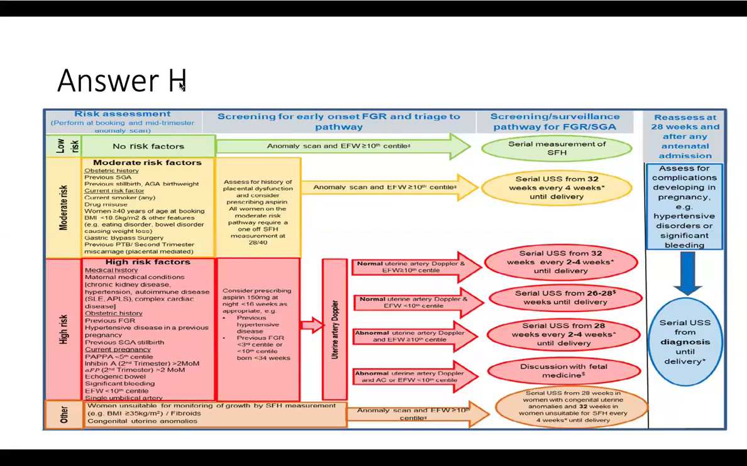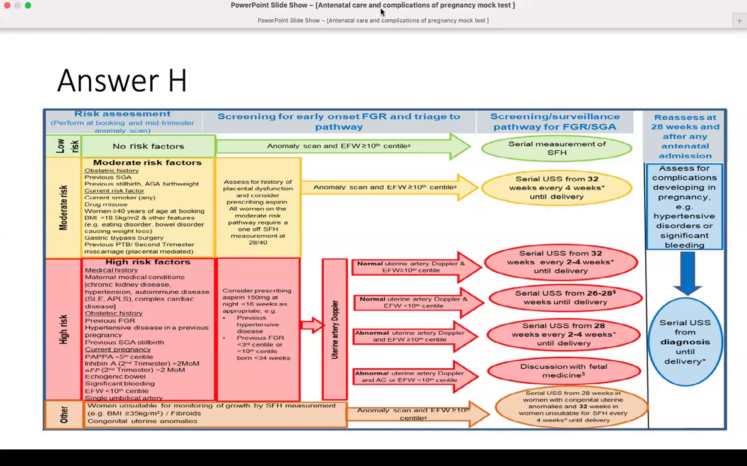Guys, don't look at the answer. I'm just searching for a page where the algorithm is, okay? This is the moderate risk group. When everything is normal, she will have serial ultrasound from 32 weeks every 4 weeks, okay? No, they didn't say FGR. They just said the baby is small, right? They just said the baby is less than 10th centile.